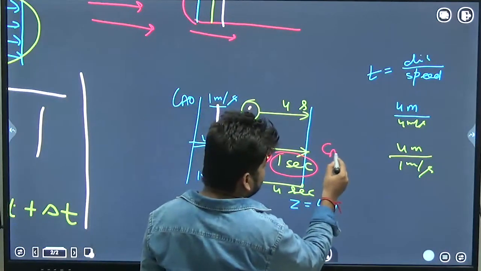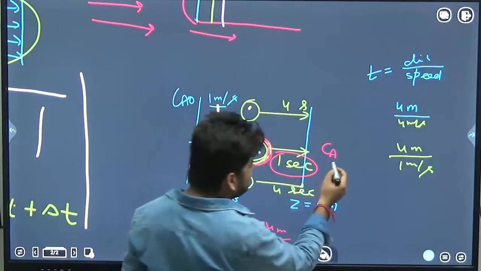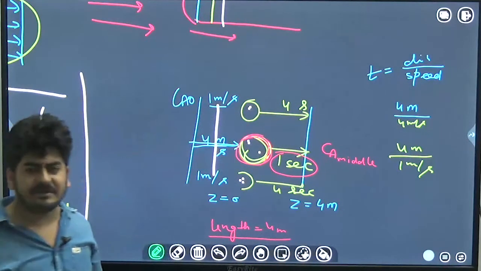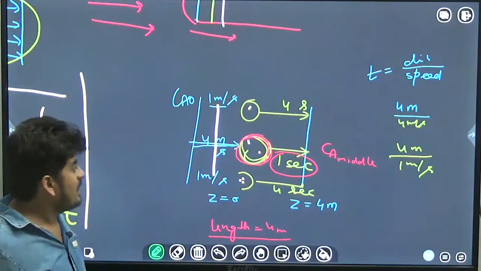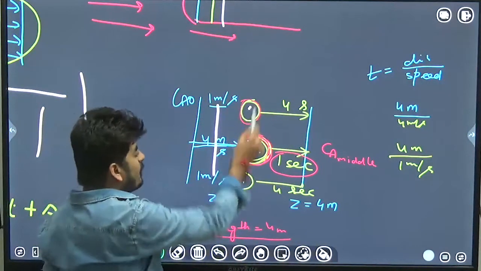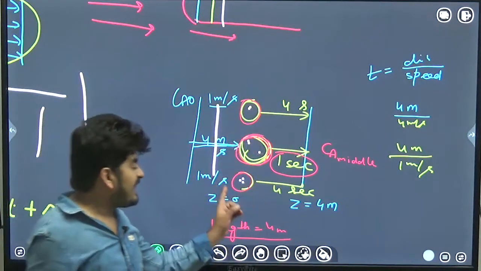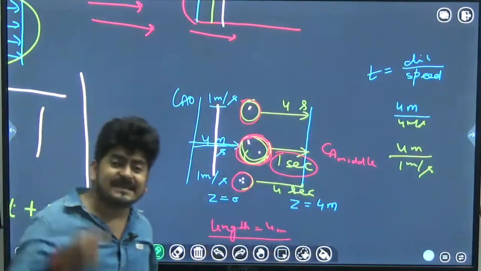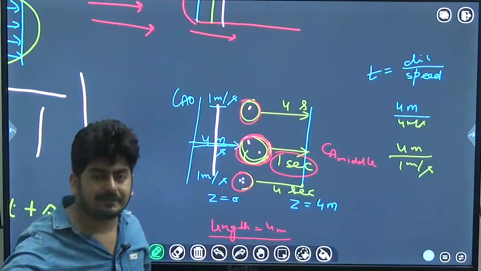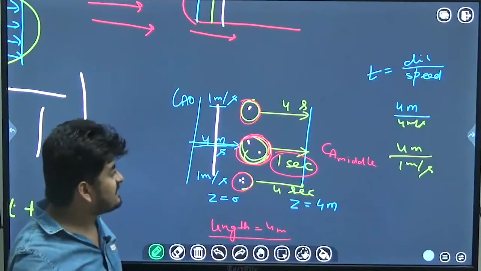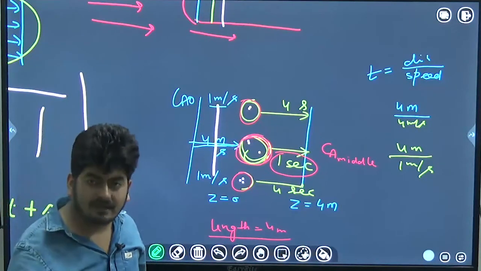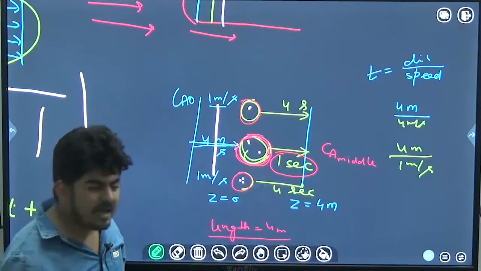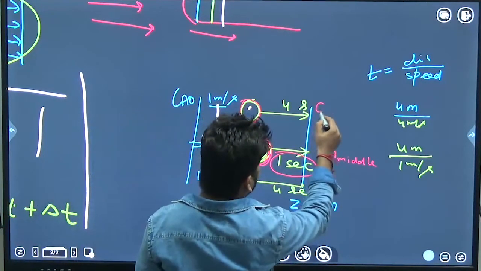And concentration will be relatively higher. Let's say Ca for the middle molecules, the centerline molecules, or you can say middle molecules, Cm. For the molecules which are near the wall, they are leaving the reactor after 4 seconds. So their residence time, their reaction time is higher. And as their residence time is higher, conversion will be higher as compared to centerline molecules. And if conversion is higher, the concentration of these molecules will be low.